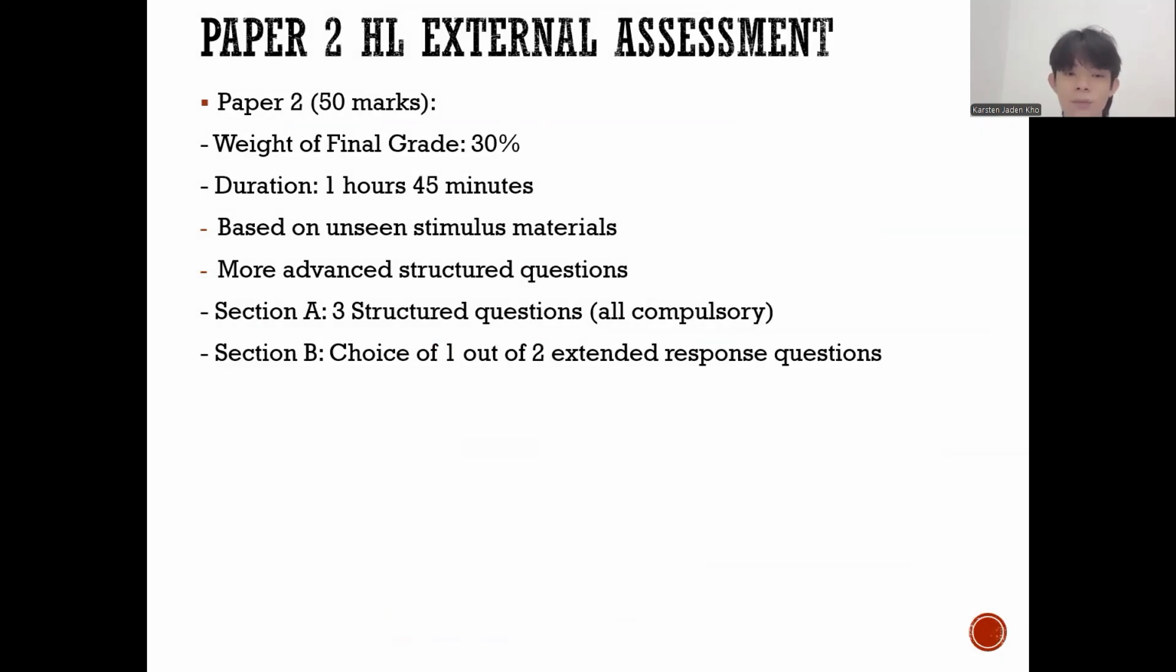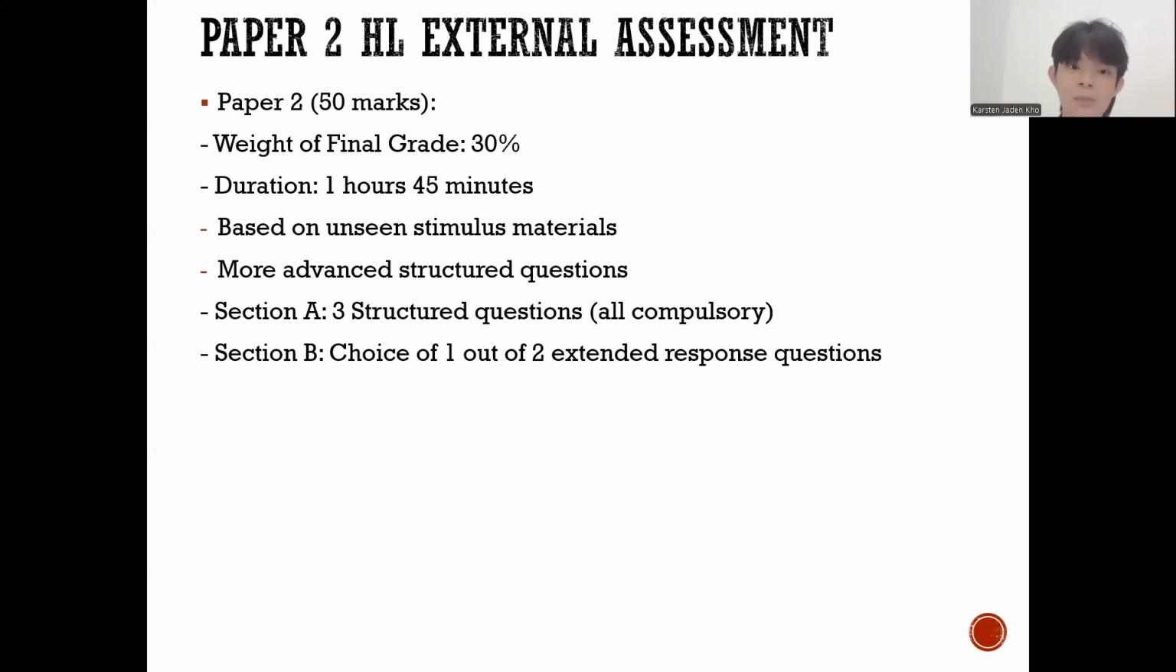Now for paper 2 HL, the marks of this exam is 50 marks, and the weight of the final grade is 30%. The duration of the exam is 1 hour 45 minutes, which is longer than paper 2 SL, as there are more marks in this paper. This paper also tends to have more advanced structured questions.